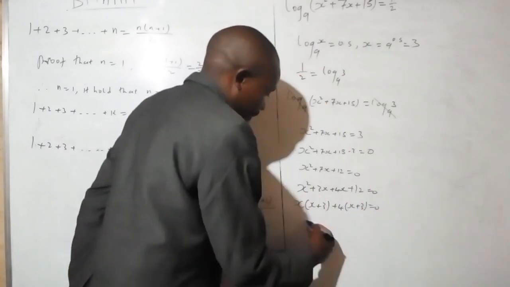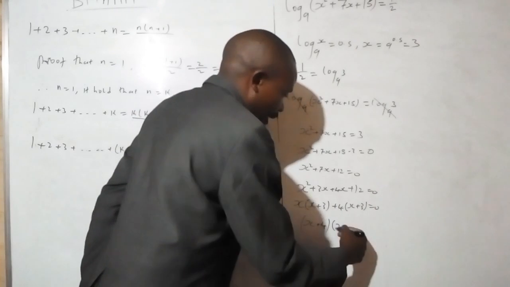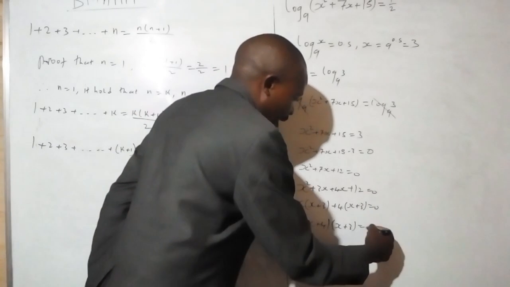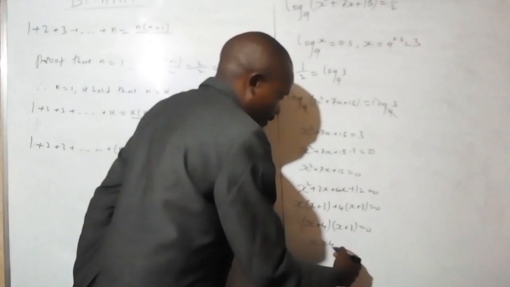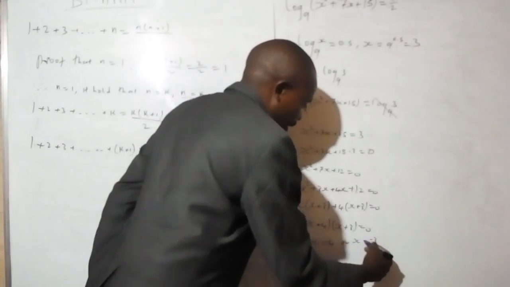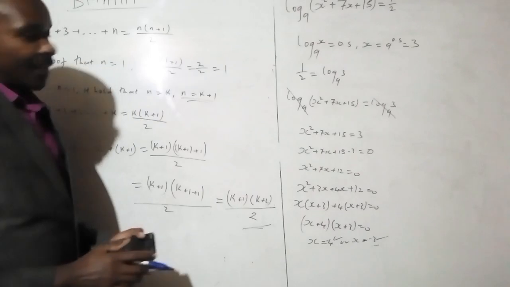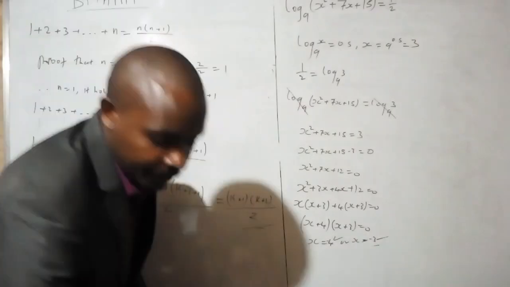X plus 4 times x plus 3 is 0, and x will be negative 4, or x is equals to negative 3. Those are the answers. Those are the correct answers.